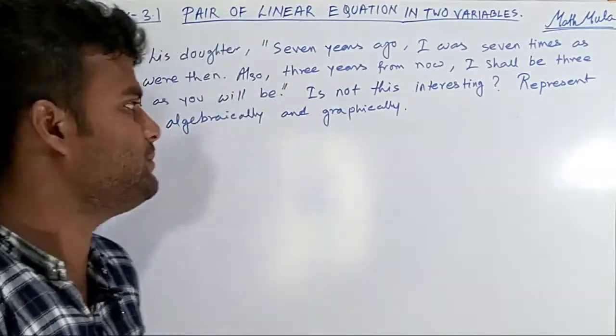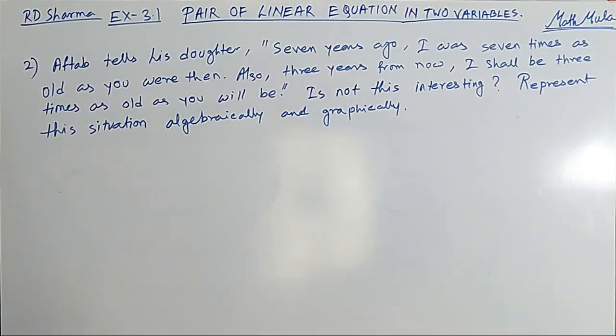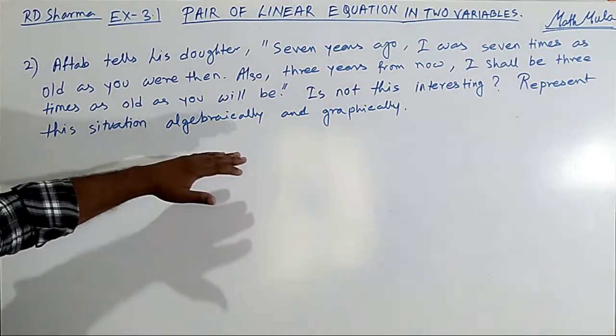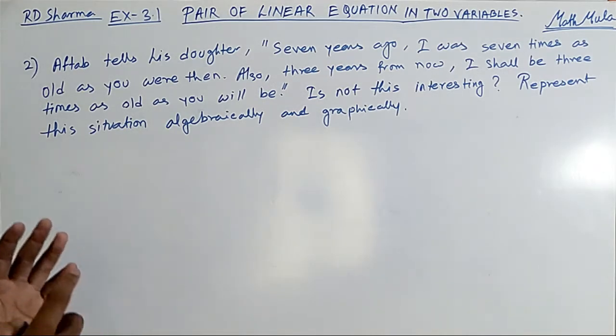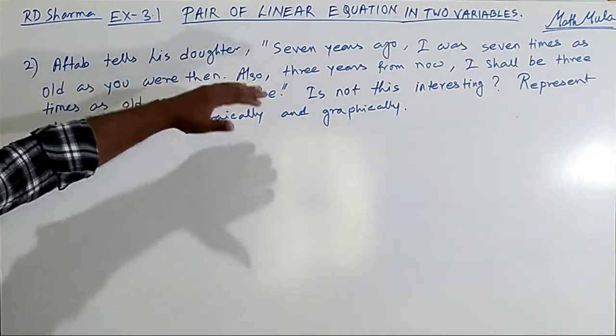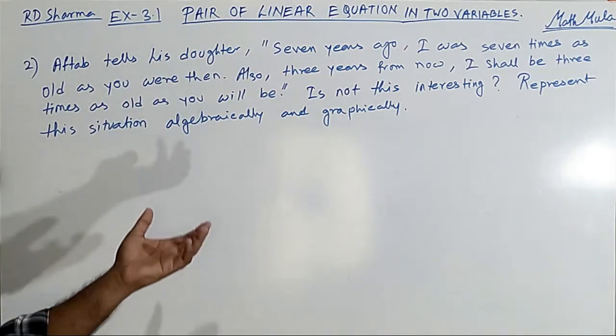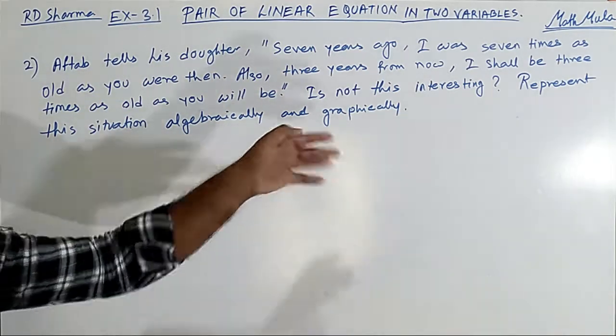Now we solve sum number 2. Aftab tells his daughter, 7 years ago, I was 7 times as old as you were then. Also, 3 years from now, I shall be 3 times as old as you will be. Is not this interesting? Represent this situation algebraically and graphically. So, we find two linear equations from these two conditions and represent these two equations algebraically and graphically.